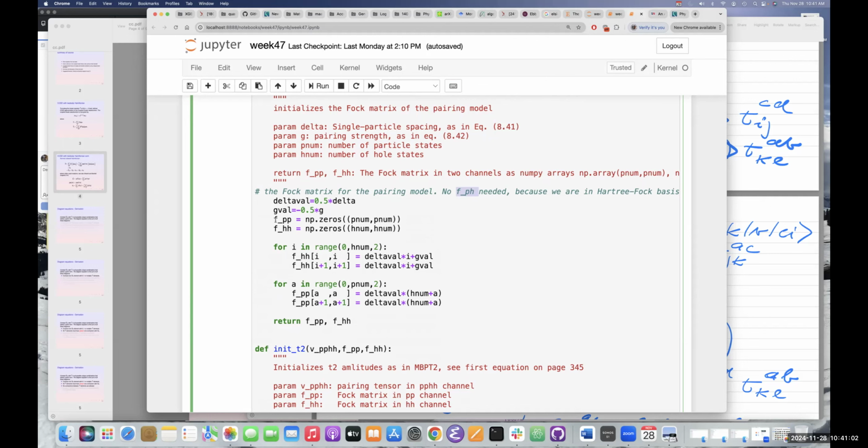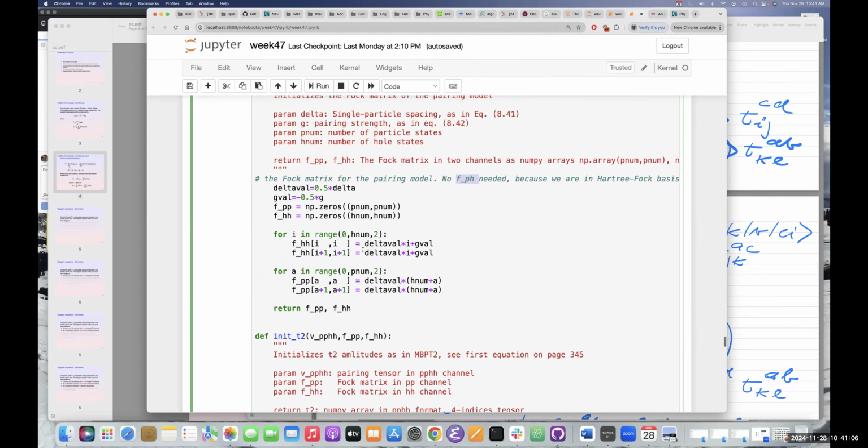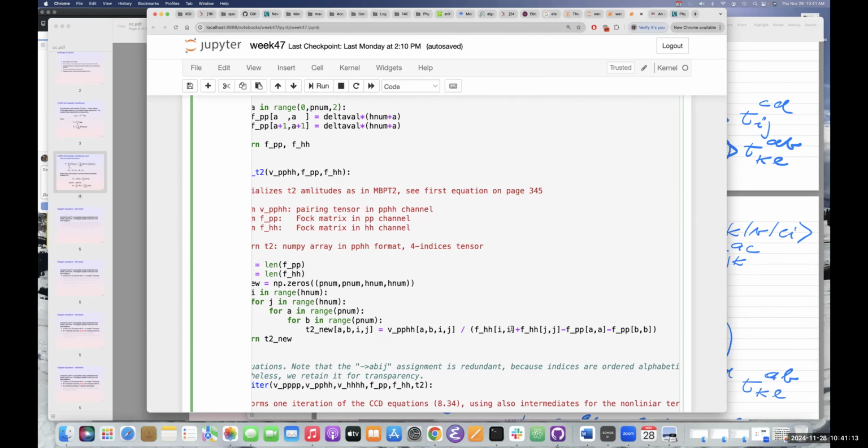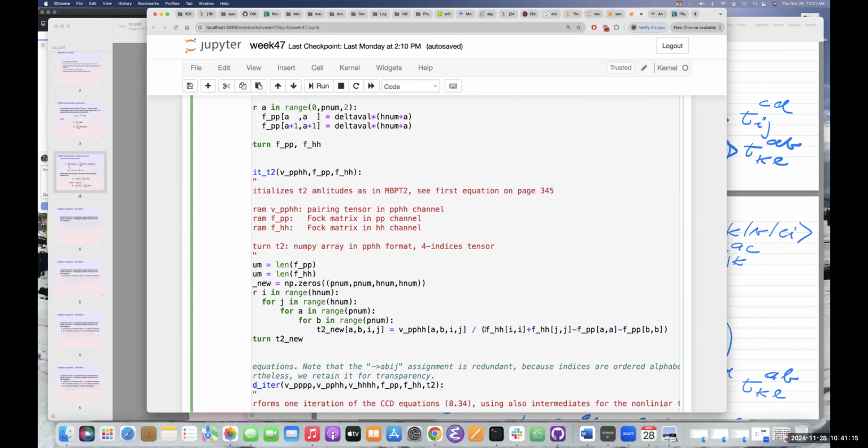And here we set up the different matrix elements which are needed. And then we have the initializations of the amplitudes. And you see now that what we do here is that we're actually using these Fock matrix elements to set up the single particle energies. So you could actually set up the answer. So this is actually the first guess. These are the T2 amplitudes.